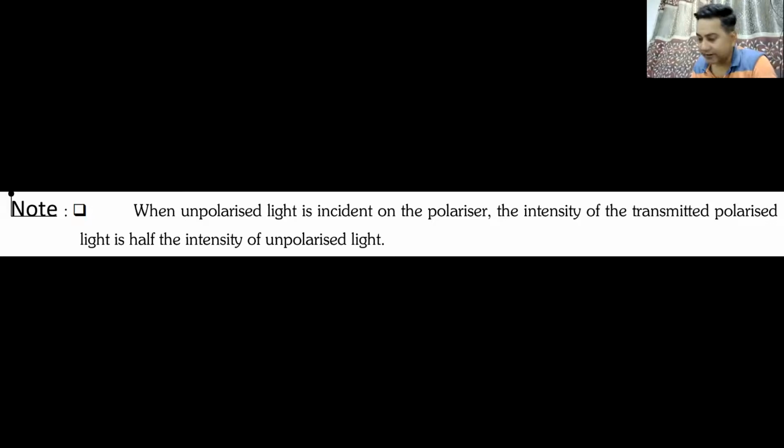Then a small reminder, which I keep on telling you every now and then: when unpolarized light is falling on a polarizer, the intensity becomes half. Remember that if unpolarized light has intensity I, then the polarized light will have intensity I by 2. Do not forget it ever.